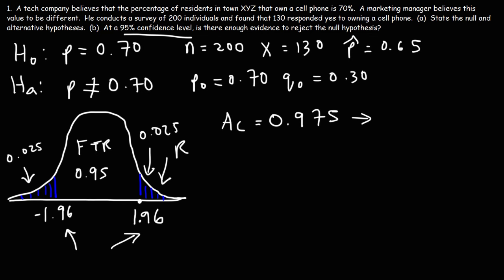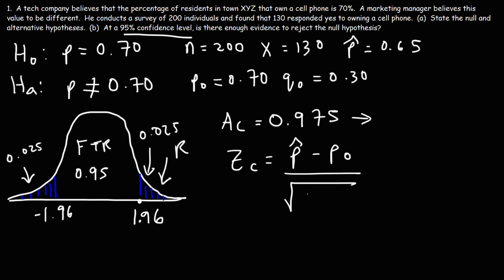Now we're going to compare our calculated z-values with these values. If our calculated z-value falls in the blue region, that means we need to reject the null hypothesis. If it falls in the middle, that means we cannot reject the null hypothesis. So we're going to use this formula. It's going to be the sample proportion minus the proportion associated with the null hypothesis over the square root of P naught times Q naught over N.